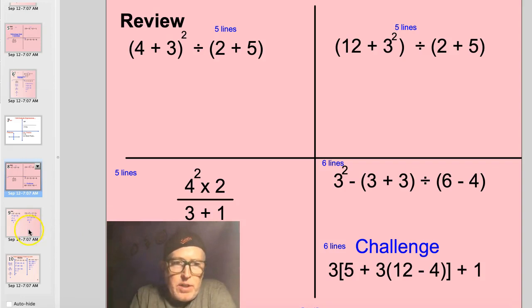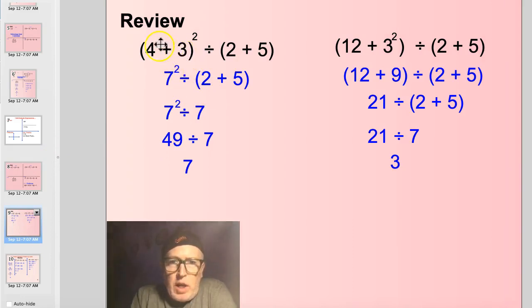Alright, let's see how you did here. Okay, so this first couple. First of all, you've got parentheses, so you have to do that first. 4 plus 3 is 7. Okay, then you've got another set of parentheses over here. That's also 7. Then you have to do your exponents, which is 49, and divide by 7. We're back to 7. Next problem.